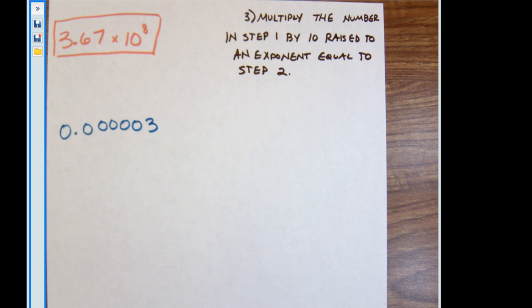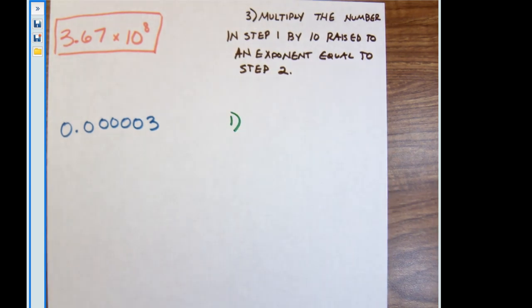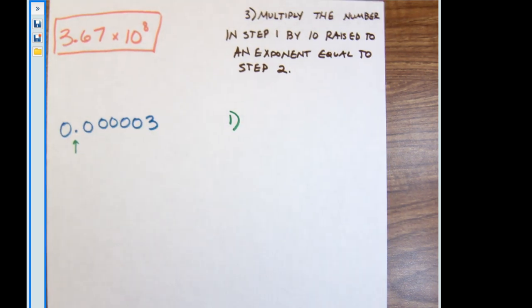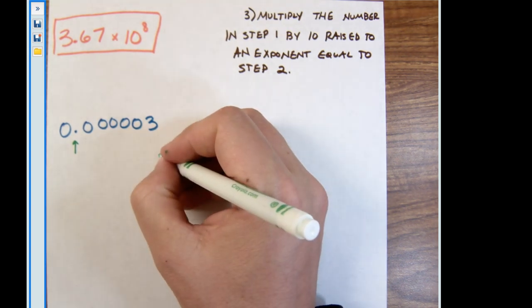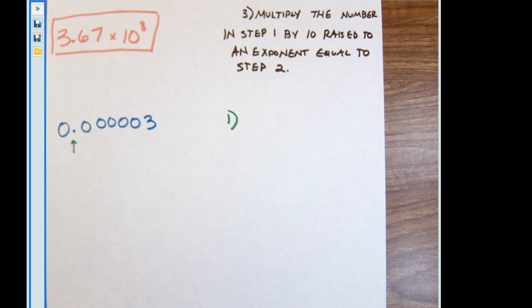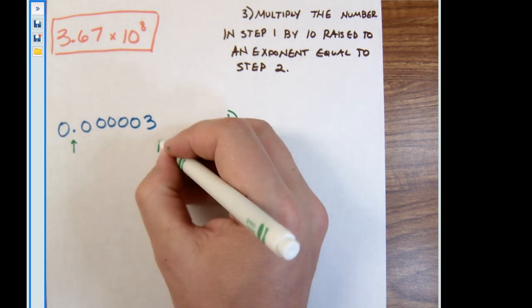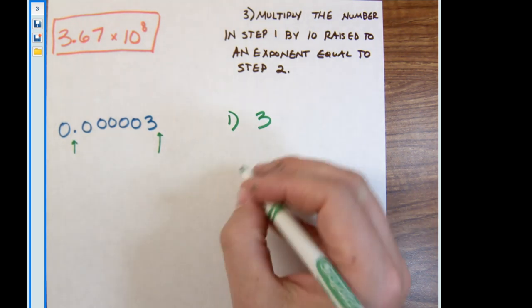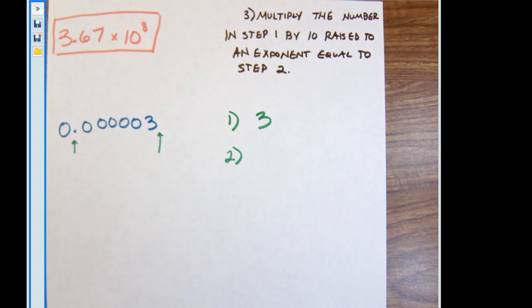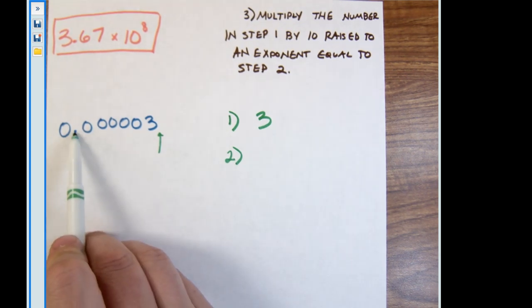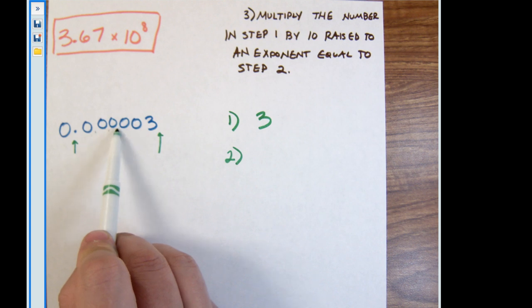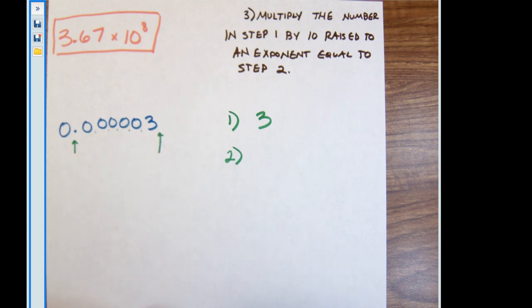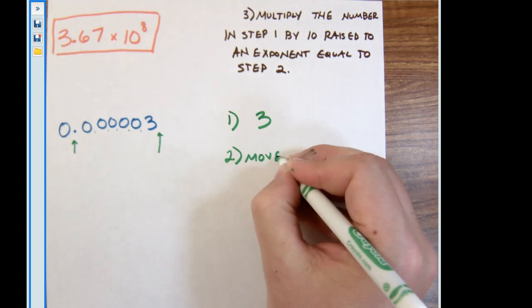Step number 1, move the decimal so that the number is between 1 and 10. Here's the decimal right there. Where would I have to move it so that the number was between 1 and 10? Just tell me where, in relation to these numbers, where would it be? After the 3. So my number would be 3. Step 2, how many places did I move it? Well, it went 1, 2, 3, 4, 5, 6 places to the right. So moved 6 places.